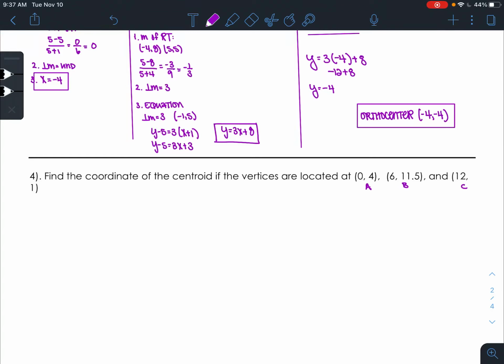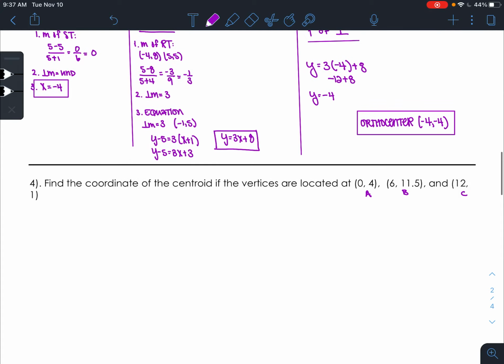Okay, all right, we're back here at number 4, and it says find the coordinates of the centroid if the vertices are located at (0, 4), (6, 11.5), and (12, 1). Okay, so listen, guys, this is going to come out as a decimal, but that's okay.